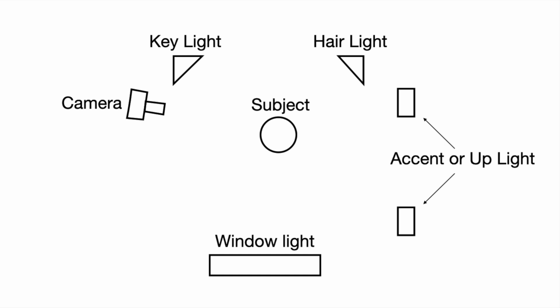Now I run the hair light at a very low lighting level. Your key light is obviously going to be your highest level of light, and that's how you're going to adjust your camera by your lighting.